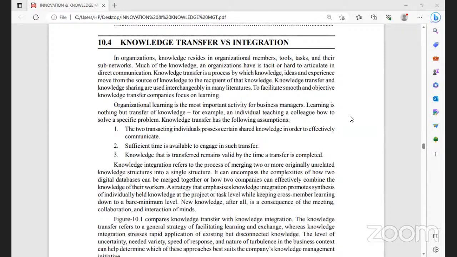Knowledge transfer has the following assumptions. The two transacting individuals possess certain shared knowledge in order to effectively communicate. Sufficient time is available to engage in such a transfer.